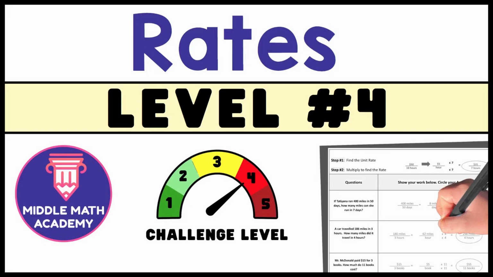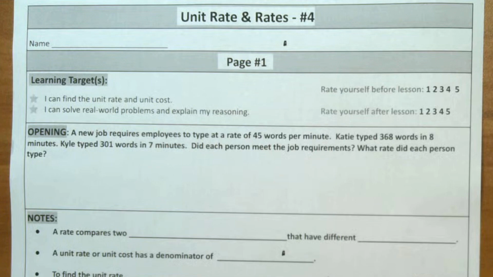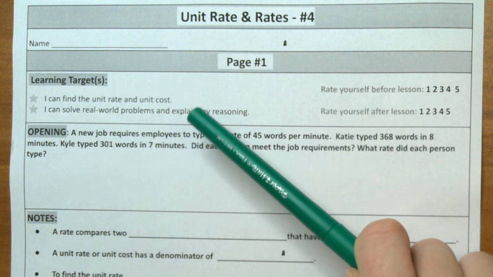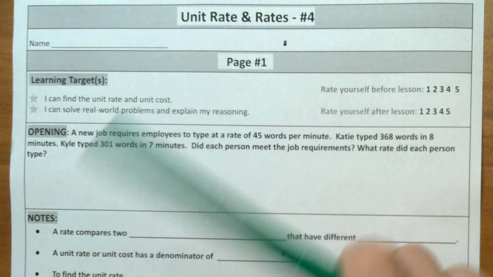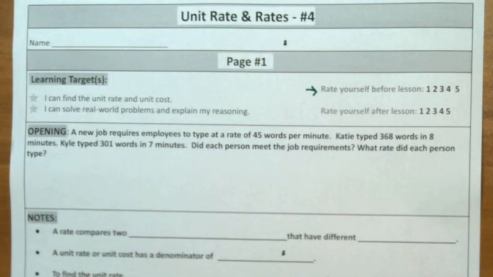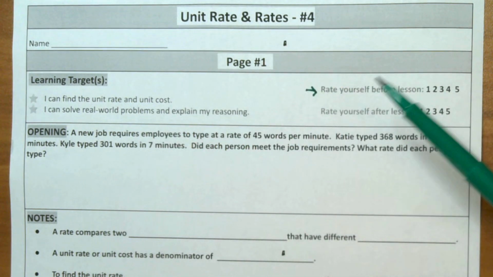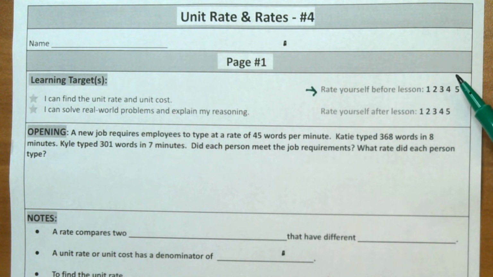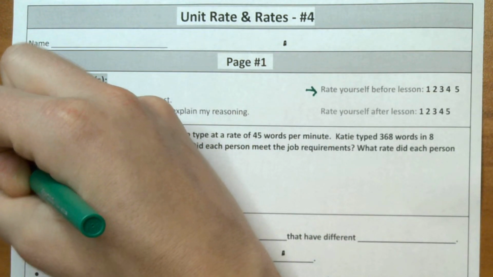This is rates level number 4. If we're moving a little bit too fast in this lesson, feel free to check out levels 1 through 3. We also have level 5 for some more challenge. Our learning targets today are I can find the unit rate and unit cost, and I can solve real-world problems and explain my reasoning. Go ahead and rate yourself 1 through 5 before we get started. How confident do you feel in these learning targets? 1 is the least amount of confidence, 5 is the most confident. Once you're done rating yourself, pause the video and complete our opening problem.